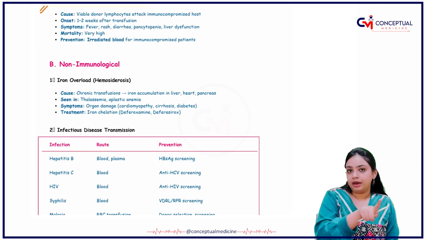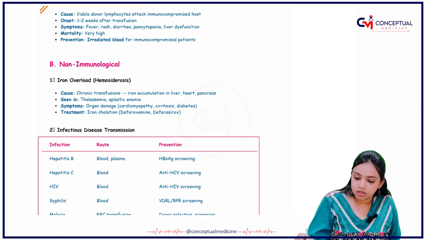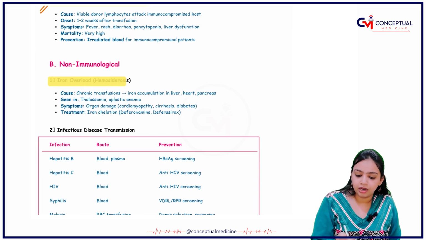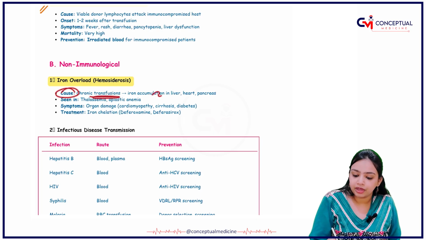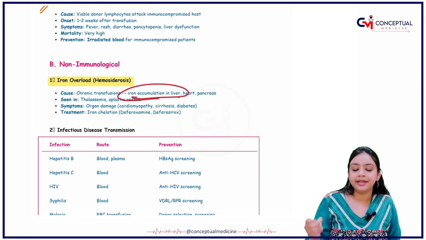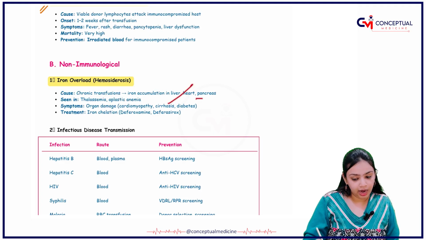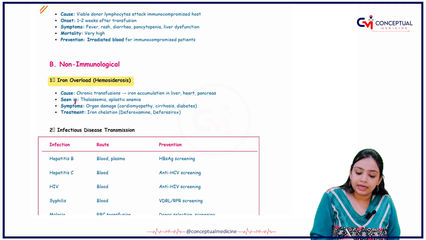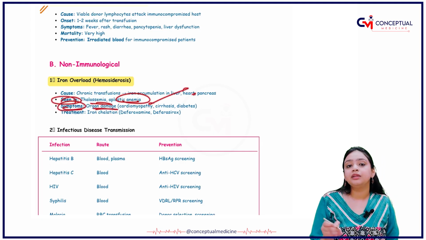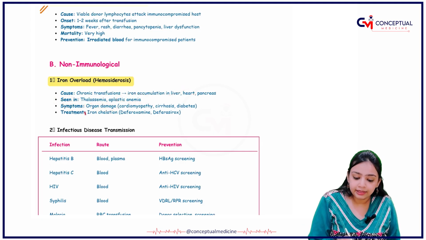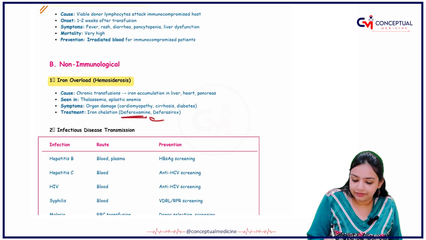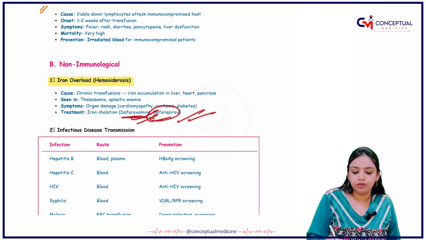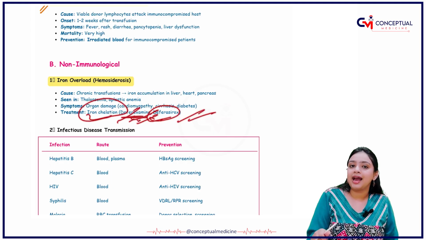Next you have the non-immunological causes. In that, first you have iron overload. Now the cause: chronic transfusion causes iron accumulation in your liver, heart and pancreas. It is seen in thalassemia and aplastic anemia. What are the symptoms? There will be organ damage, and the treatment for this is iron chelation. Mainly I have to give the iron chelation.